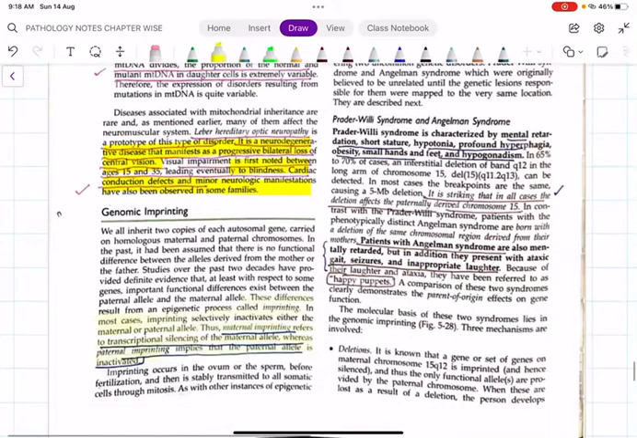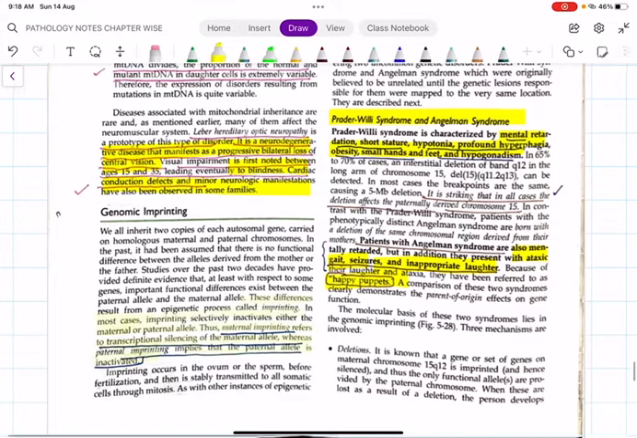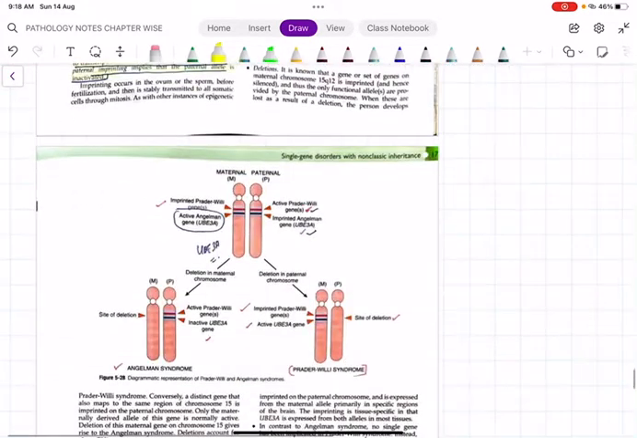So we have two conditions which come under this. One is called Prader-Willi syndrome, and another one is called Angelman syndrome. In Prader-Willi syndrome, what are the characteristic features? Mental retardation, short stature, hypotonia, profound hyperphagia, and hypogonadism. Whereas in Angelman syndrome, there will be ataxic gait, seizures, and inappropriate laughter, so they are also called happy puppets. Let us see what is the molecular problem in this case.